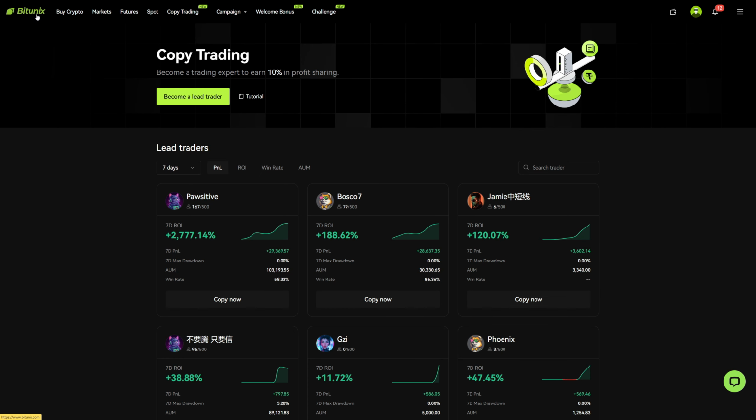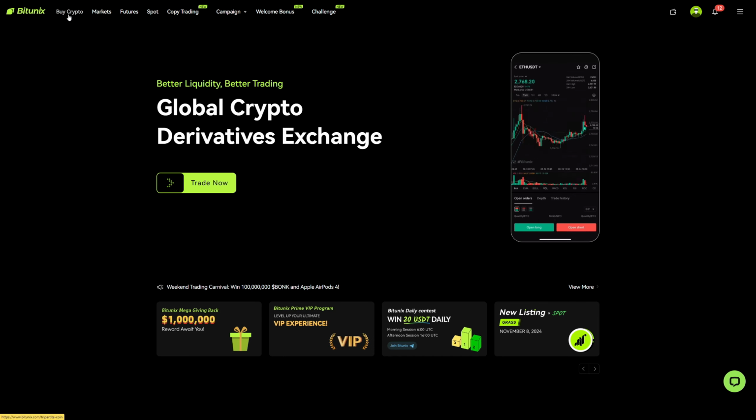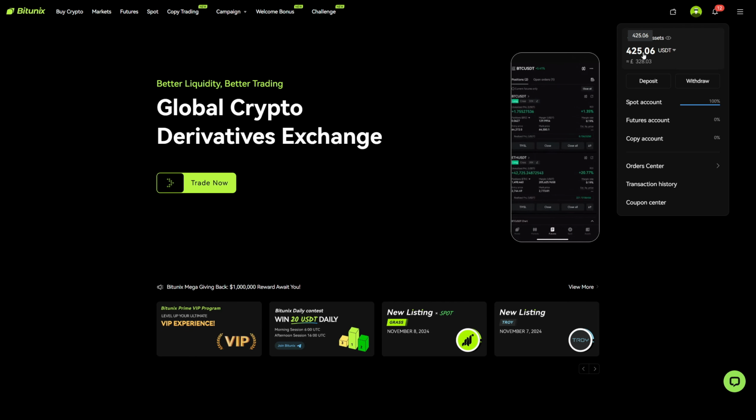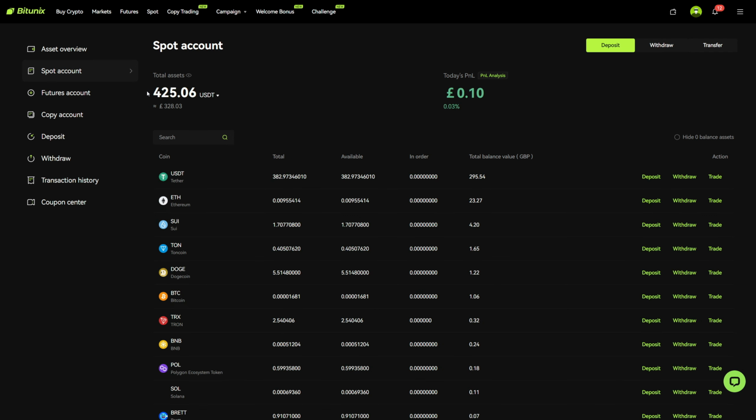Once you have created your Bitunix account, you of course need some funds on the exchange. You can deposit cryptocurrencies. Alternatively, you can also buy cryptos in the top left corner. Now we need the funds in the spot wallet. This is important. Bitunix needs the funds in the spot wallet in order to start copy trading. So make sure that you have the funds in the spot wallet. Okay, so go to your spot account and make sure that you have some USDT over there. It must be USDT in the spot wallet.